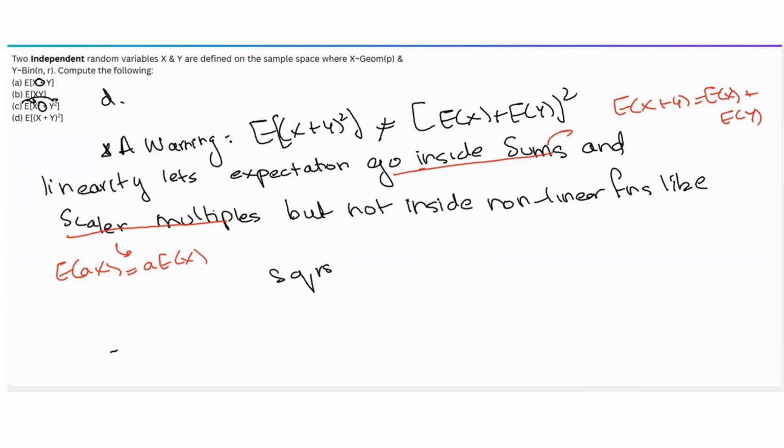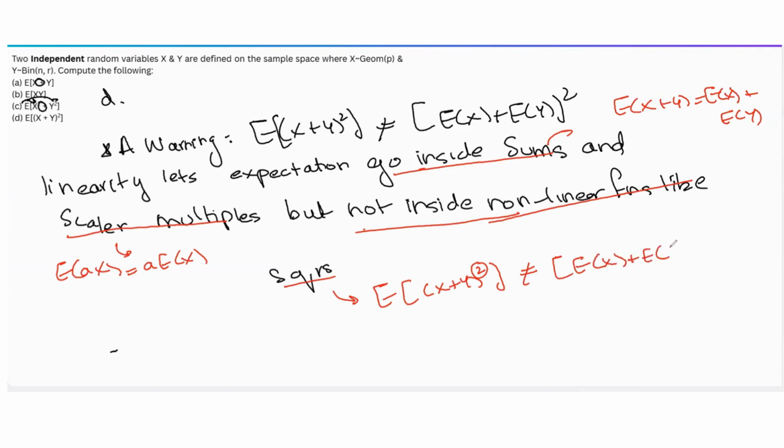So what it means is that expectation cannot go inside non-linear functions like squares. Which is why, like we just said, in the expected value of (x plus y) whole squared, it cannot go inside this non-linear function like the square. And you can't write this as the expected value of x plus the expected value of y, squared. Constant multiples can come out, but expectation can't go inside the square like this.